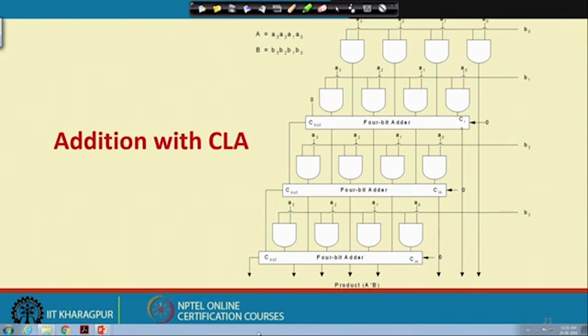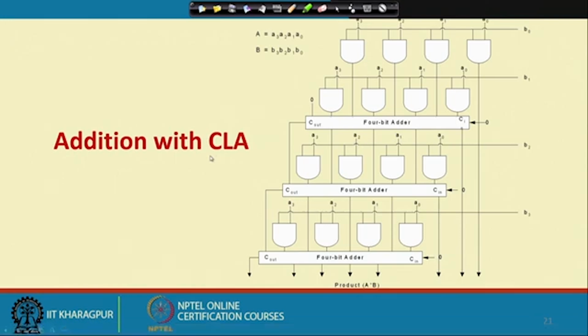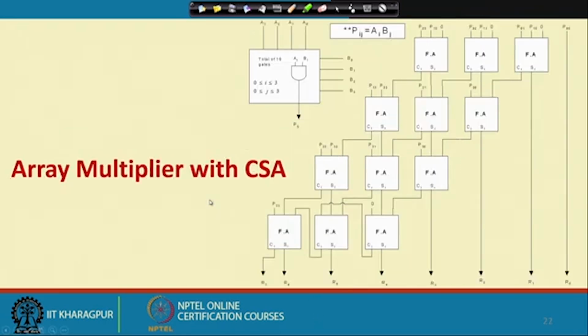Okay. So, this is the array multiplication where I am using these 4 bit adders which are made by carry look ahead adders. CLA means carry look ahead adder. Okay. So, then next what I can do is the same thing.